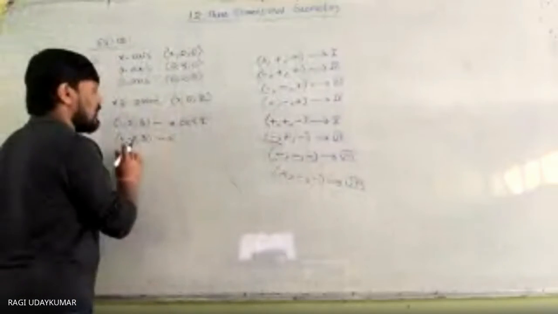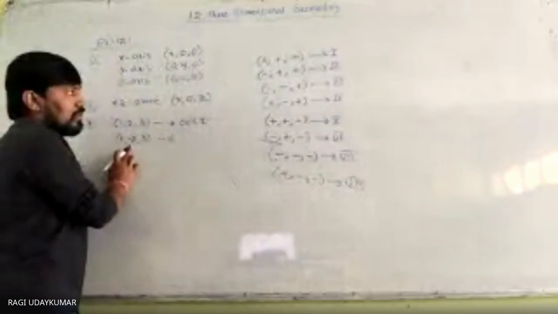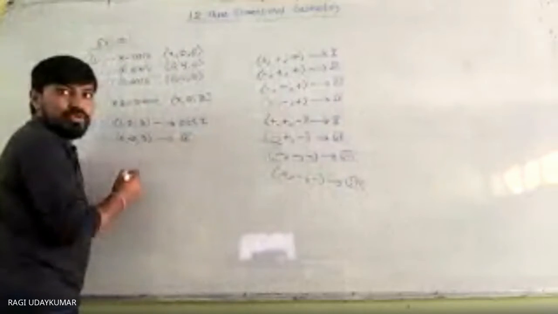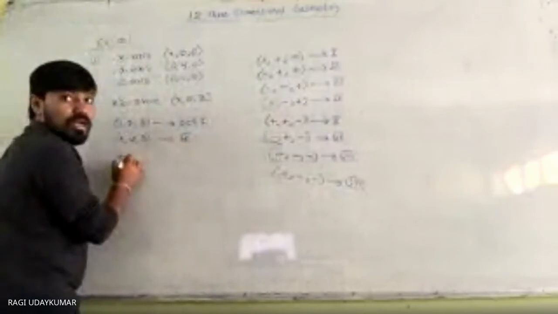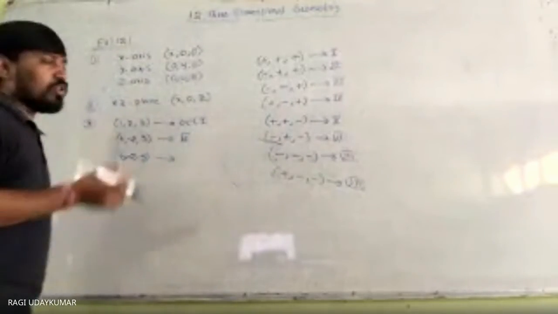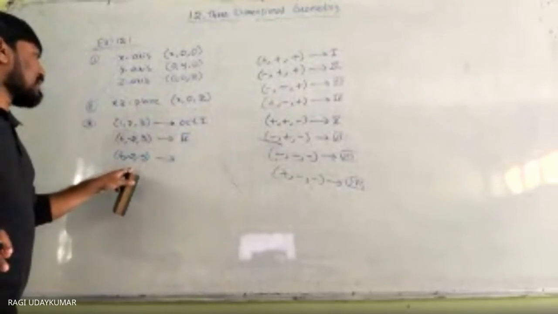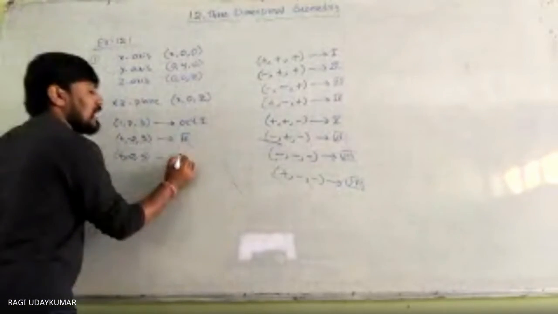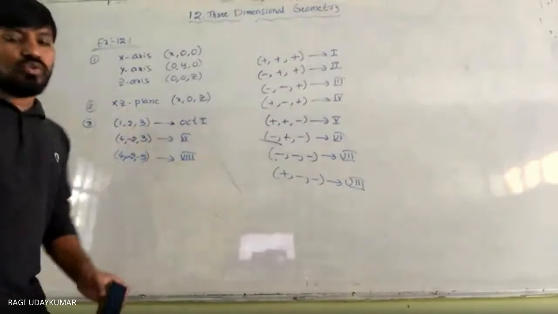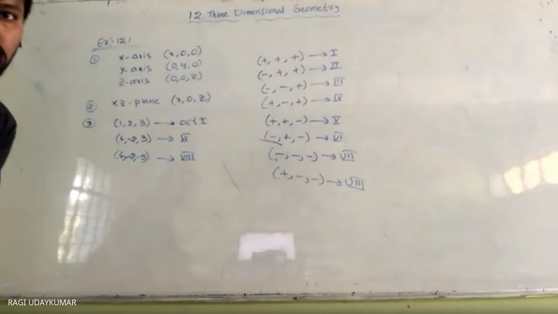So 4, minus 2, 3: x is positive, y is negative, so plus minus, we are having the fourth octant. Next, 4 comma minus 2 comma minus 5. Here y and z are both negative, so it will be in the fifth, sixth, seventh, or eighth octant. So plus and minus whenever you are having, this is the eighth octant. This is an easy task for you to do. The remaining you can all do it. It's not a difficult task for you. Based on this, you have to do it.